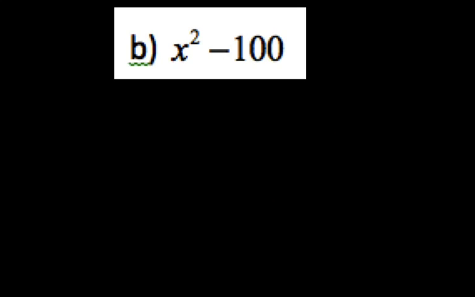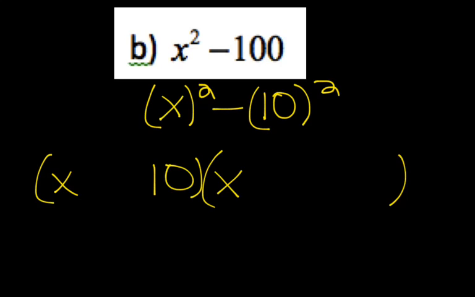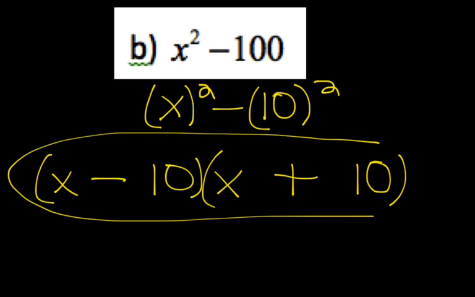Okay, the next one, x squared minus 100. So we have x quantity squared minus, and then this would actually be 10 quantity squared. So that means we can go right to the double bubble. We're going to put an x and an x in the first two spots, and then a 10 and a 10 in the next two spots, and we've got plus and minus, and that would be your final answer.